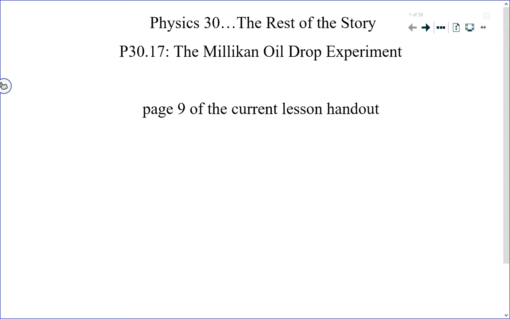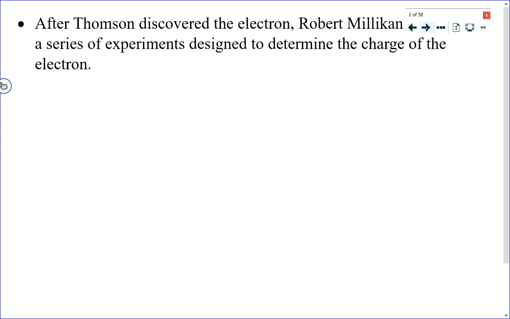We are moving forward today and looking at lesson 30.17, which deals with something called the Millikan oil drop experiment. This is on page 9 of your current lesson handout. Once Thomson had discovered the electron, which we just finished learning about in the last lesson, Robert Millikan came up with an idea that would allow him to determine the charge of the electron.